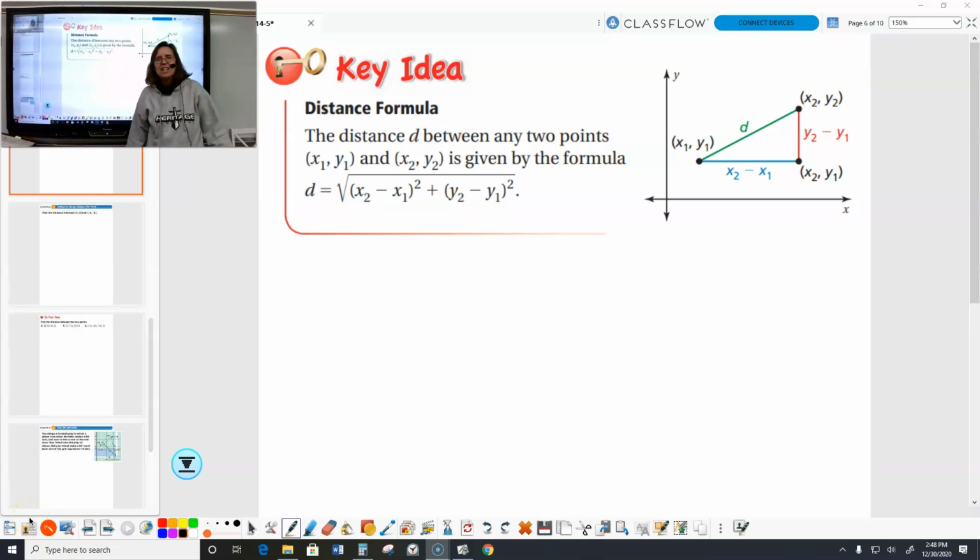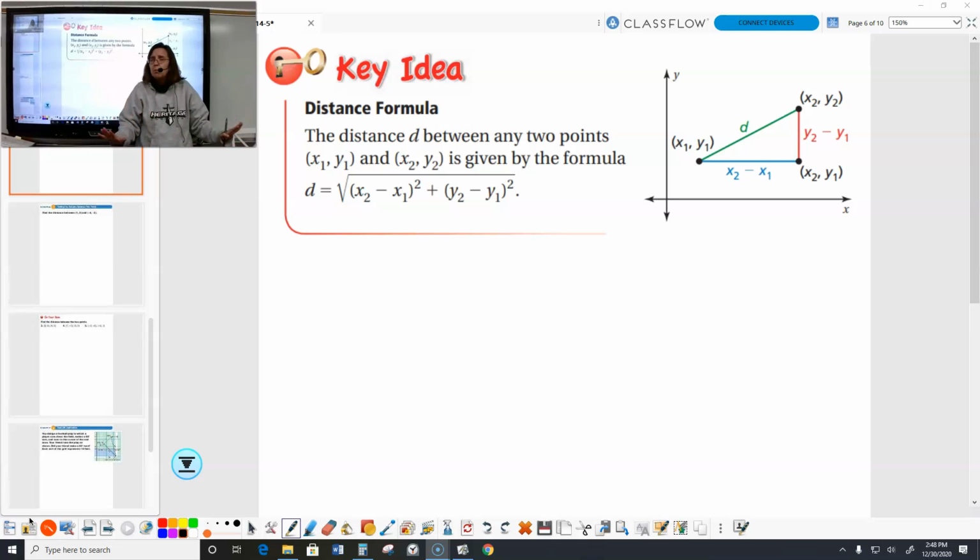All right, this is pre-algebra. We are in chapter 14, lesson 5. Now, before we get into example 2, I want to explain what is called the distance formula. Now, the distance formula comes to us from the Pythagorean theorem.